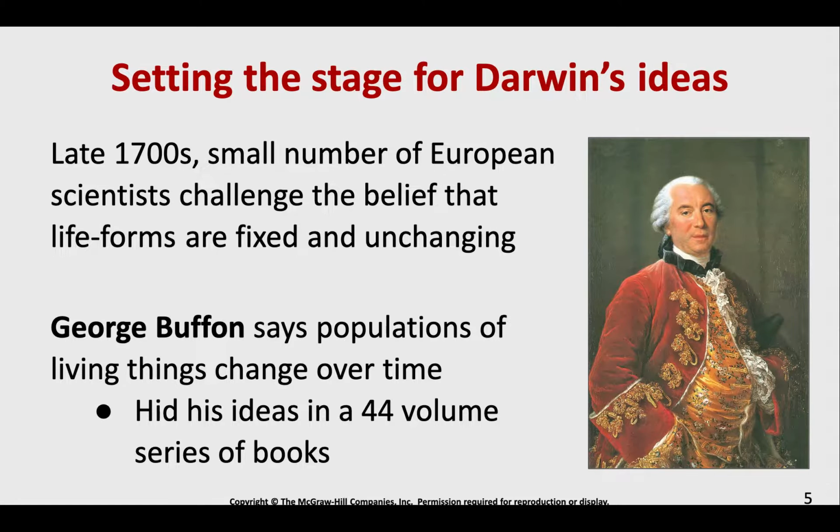But there was a lot leading up to Darwin coming up with this hypothesis. Some scientists before Darwin started to think about evolution. This man here, George Buffon, came up with the idea that populations of living things change over time. They're not static. If we found a fish in the ocean 100 million years ago, it's probably going to look a little different than the fish in the ocean that we might see today. Living things can change over time. However, this was a very controversial idea, and he actually hid his ideas in a 44-volume series of books on natural history. To figure out what he was actually saying, you had to read 44 books. Again, it was very controversial, so he hid it away so it wouldn't be in the public eye so much.